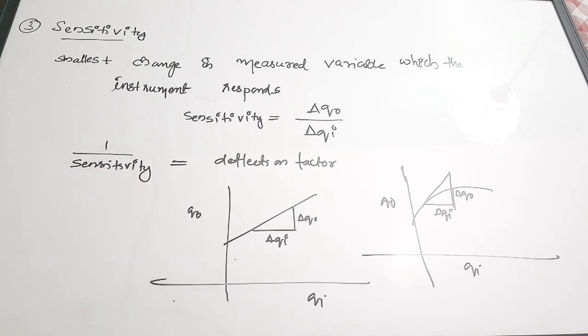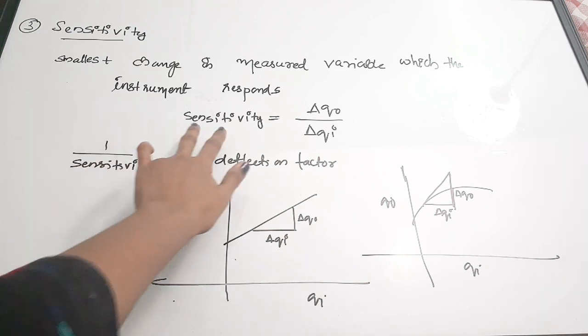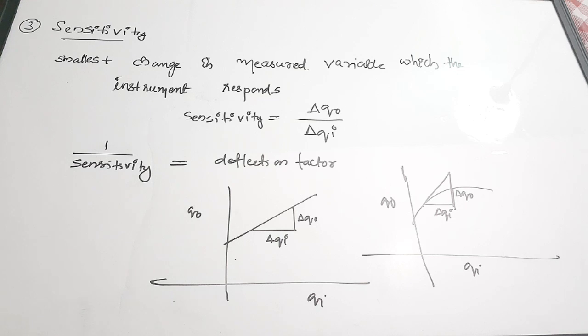Also, 1 by sensitivity is called the deflection factor. Now, let us analyze sensitivity in terms of an equation. Sensitivity equals delta Q0 by delta Qi, where delta Q0 is an infinitesimal, that is a very small change in output, and delta Qi is a very small change in input. So this ratio of a small change in output to a small change in input is called sensitivity.